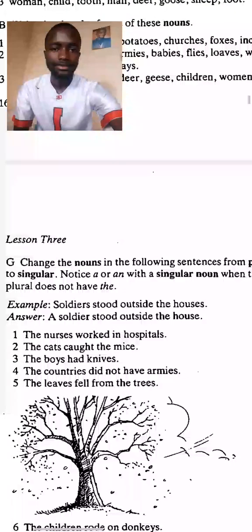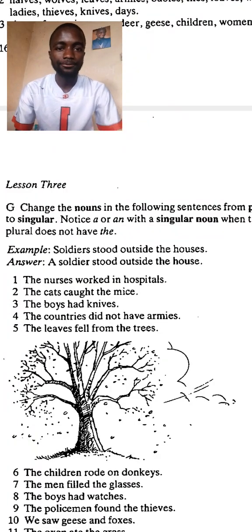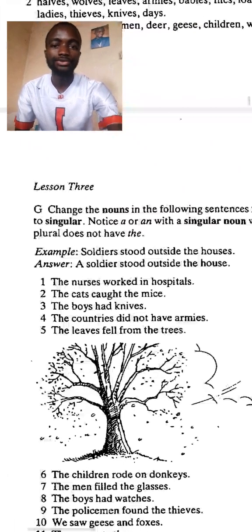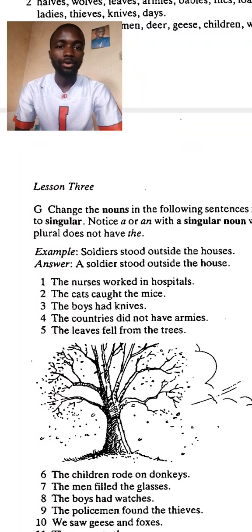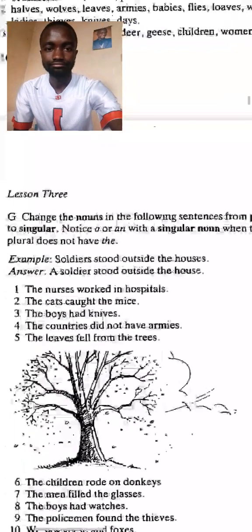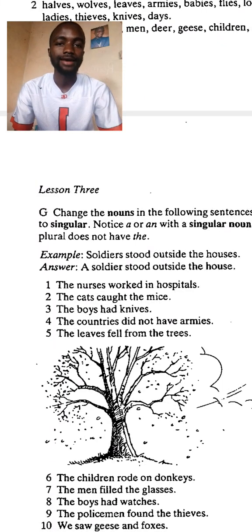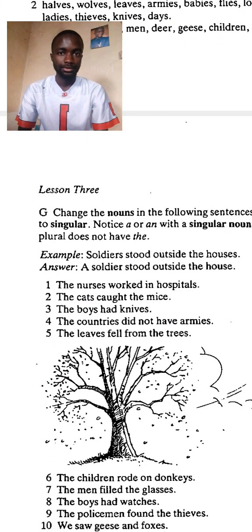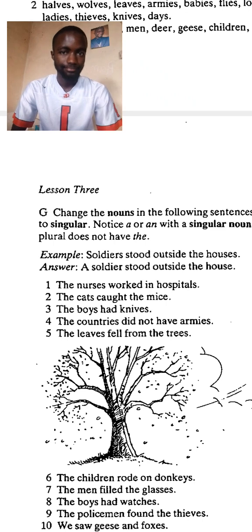Now, exercise G says, change the nouns in the following sentences from plural to singular. Notice a or an with a singular noun, when the plural does not have the. So you have to be careful of the articles a, an, and the. Because whenever we say a, it means it is one. The also means it is one or plural. It could be either of them. The boy, the boys.